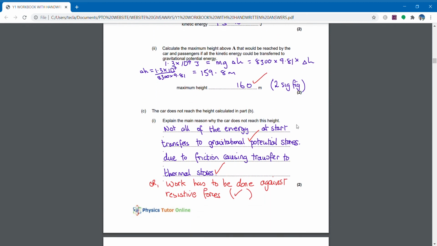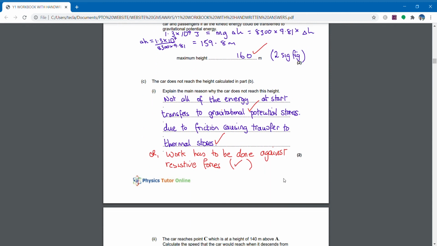Part C. The car does not reach the height calculated in Part B. Explain the main reason why the car does not reach this height. So not all of the energy at the start transfers to gravitational potential stores due to friction causing transfer to thermal stores. So that's our 2 marks. One for saying not all of the energy is transferred to GPE, and the second mark is explaining that due to friction some of that energy is transferred to thermal stores. Or we can talk about the work has to be done against resistive forces, which is again acknowledging the fact that there is friction.